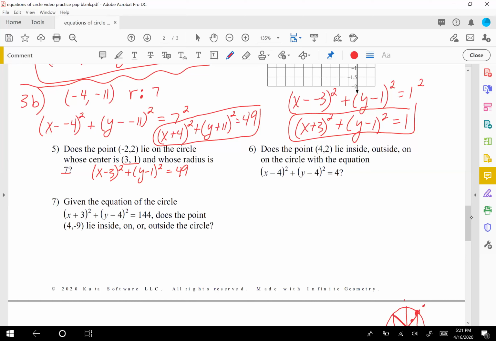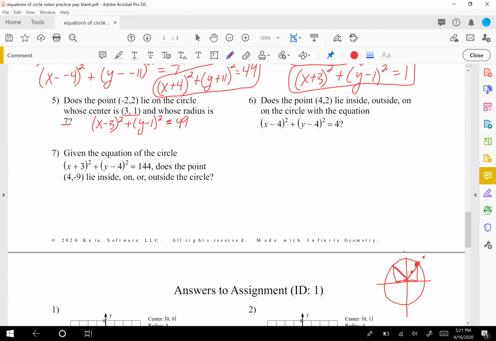Okay, now we're going to plug in and see if I plug in negative 2, 2 to x and y, am I going to get out 49? If I get out 49, that means it's equal, means that it's on, okay? If I get, over here on the left-hand side, that it's bigger, that means it's going to be outside. If I get that this left-hand side is smaller, then that means it's going to be inside.